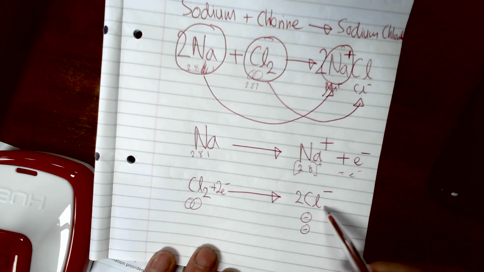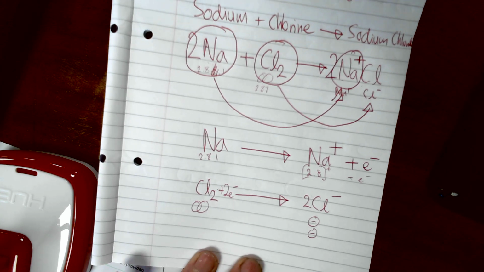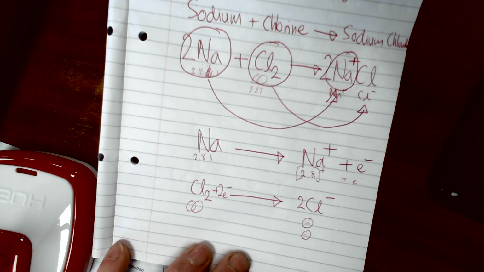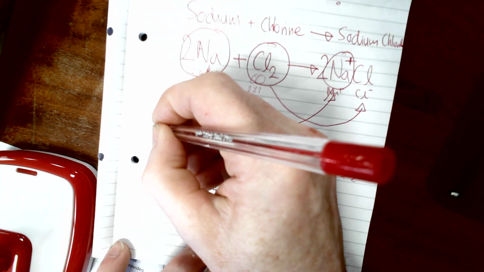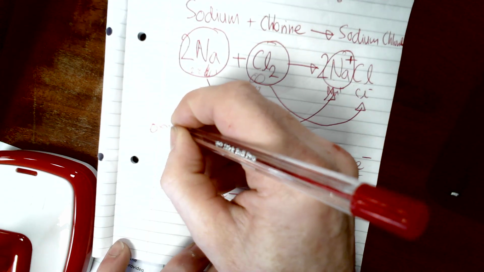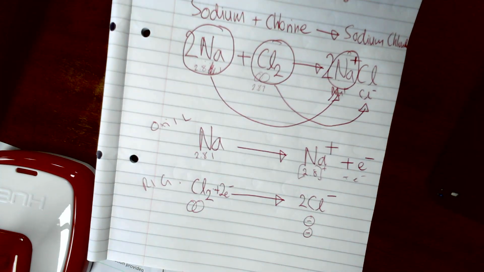Can you tell me which one of these is oxidation, which one is reduction, please? Loss of electrons. Oxidation is loss. Oxidation is loss, oil. Reduction is gain. Right.